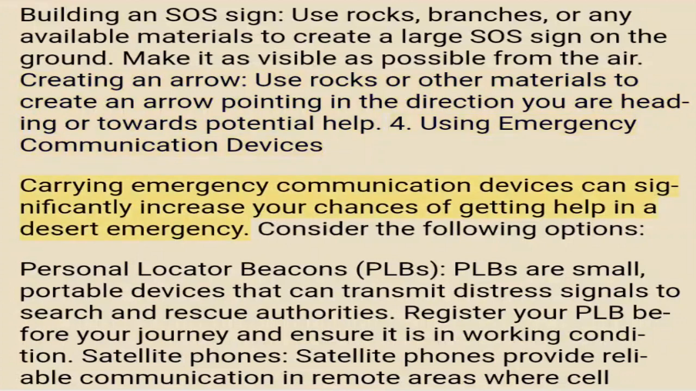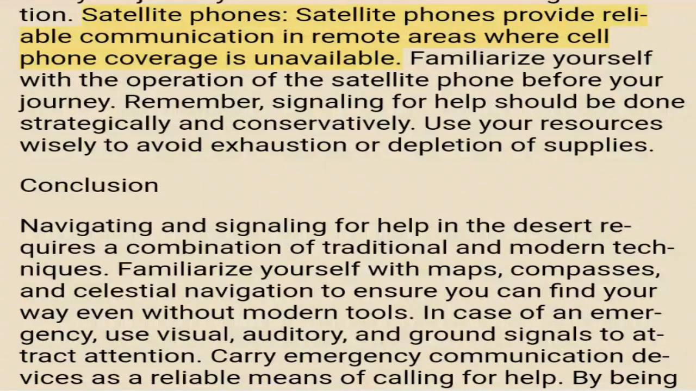Carrying emergency communication devices can significantly increase your chances of getting help in a desert emergency. Consider the following options. Personal locator beacons (PLBs). PLBs are small, portable devices that can transmit distress signals to search and rescue authorities. Register your PLB before your journey and ensure it is in working condition. Satellite phones. Satellite phones provide reliable communication in remote areas where cell phone coverage is unavailable. Familiarize yourself with the operation of the satellite phone before your journey. Remember, signaling for help should be done strategically and conservatively. Use your resources wisely to avoid exhaustion or depletion of supplies.